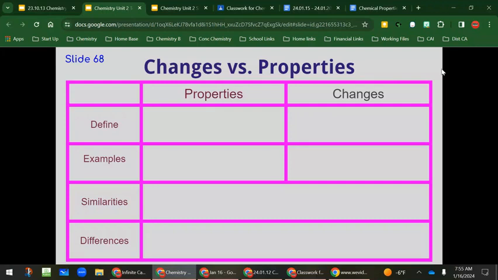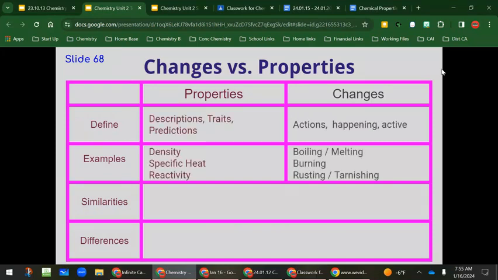You're going to need to know this stuff later on when we get into things that are more complicated than where we're at right now. So that is another reason that we are going over these, ladies and gentlemen. Okay. So this part is already filled in for you. So let's just go through it. When we talk about properties, it is descriptions, traits, or predictions. When we talk about changes, they are actions happening, they are active.